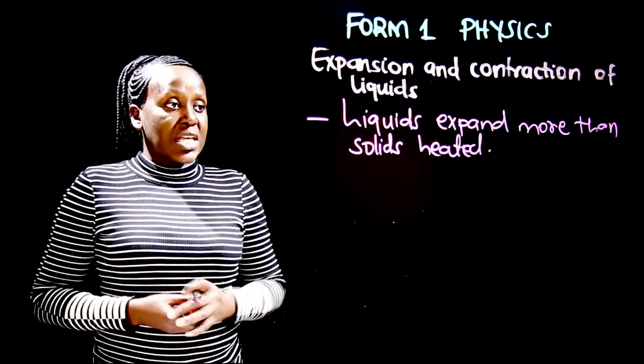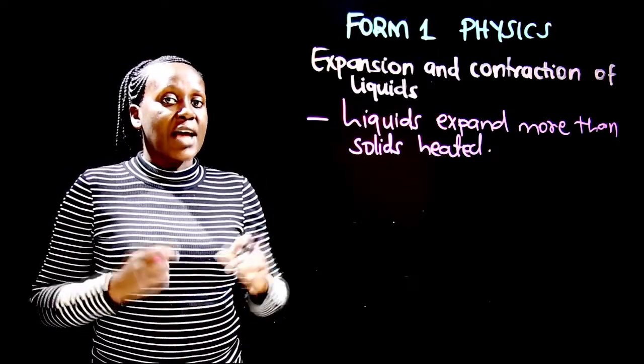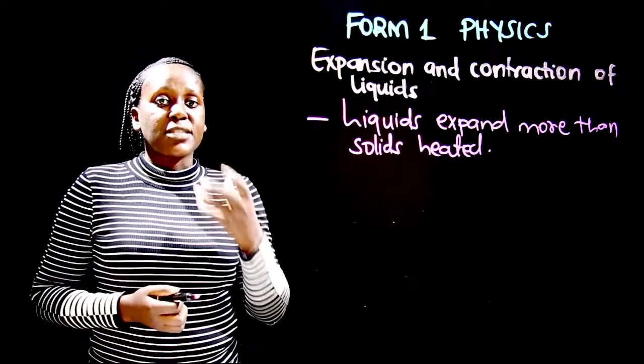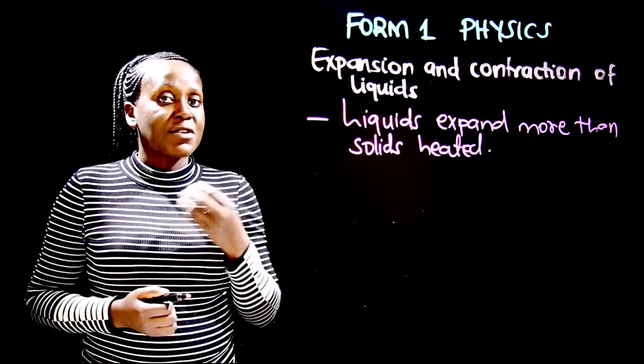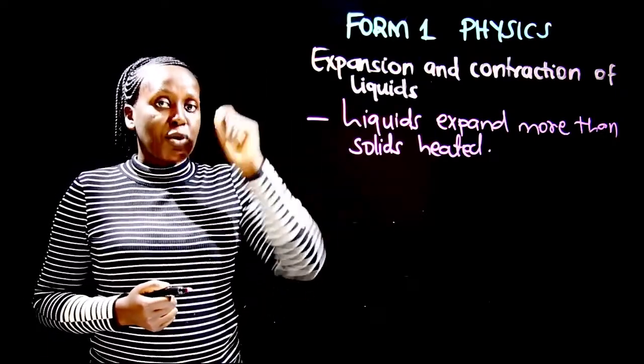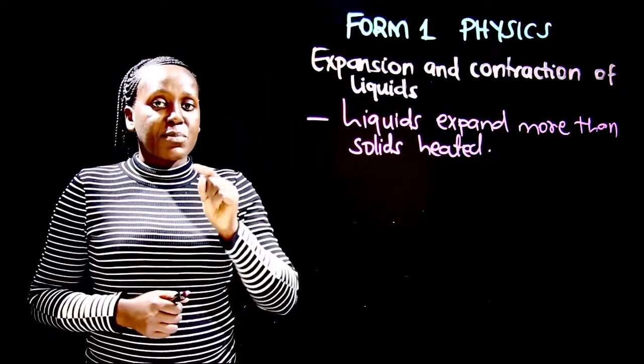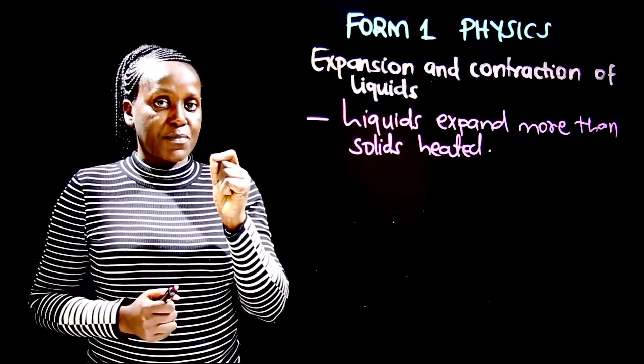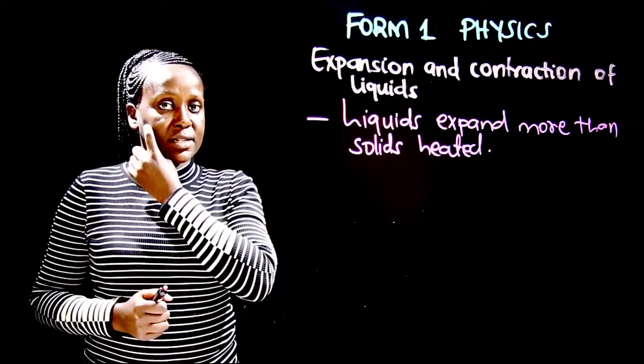Now, to demonstrate this, we are going to look at a video of an experiment that is done when water is put in a round bottomed flask and a tube placed at the top, and then we observe how the level of water is going to behave when we heat the flask.